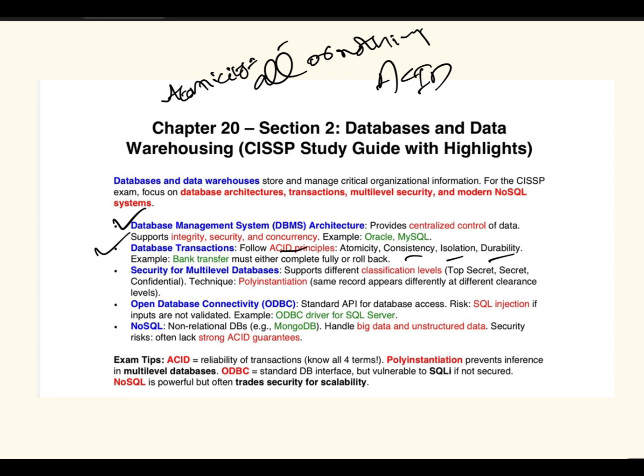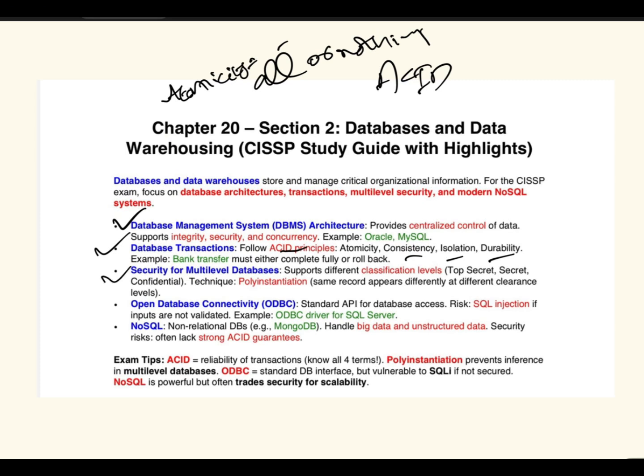So, the ACID principle is very important. These terms you may see in the CISSP exam, so we need to clearly understand their definitions. As I said, we should know all four; we can call them ACID principles or properties. They often appear in the CISSP exam, and chances are very high that you may see questions related to these terms.